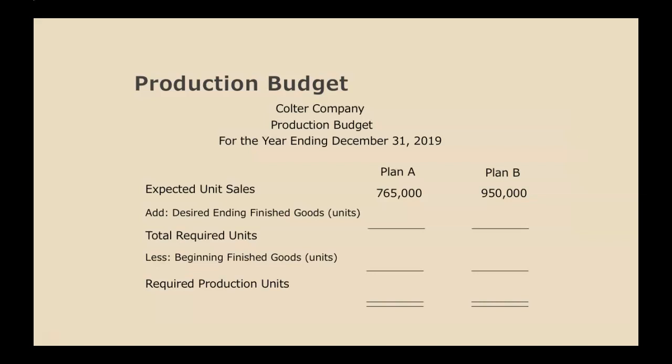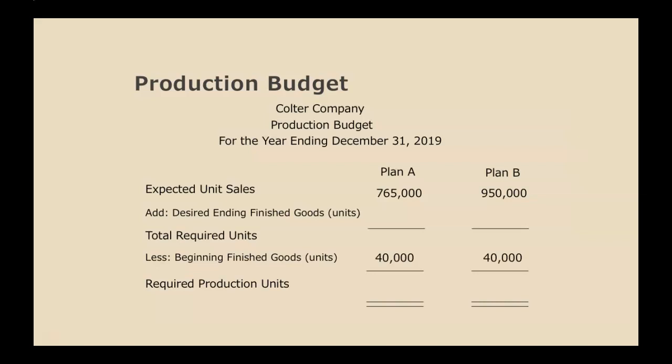Then we subtract out what we began with, right? The beginning finished goods in units. So what did we go into 2019 with? When we subtract that amount from the total required units, that tells us our required production units. How many units do you actually have to produce in 2019 under each of our plans? So that's what we're trying to figure out here with this production budget.